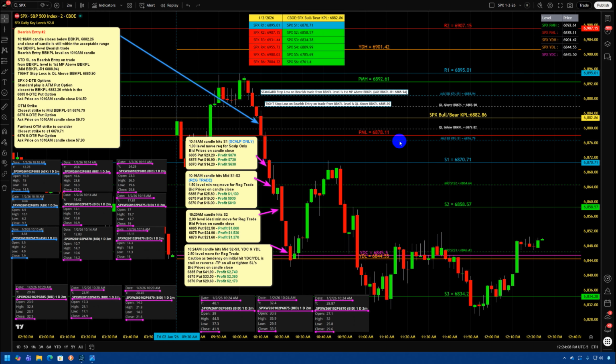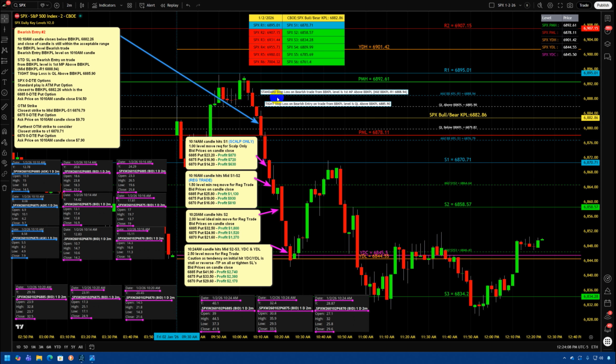Okay, so the final trade of the session here is bearish entry number 2. We have the 10:10 a.m. candle closing below the bull bear key price level, and the close of this candle is still within the acceptable range for a BBKPL level bearish trade. So we have a bearish entry on this particular candle here.